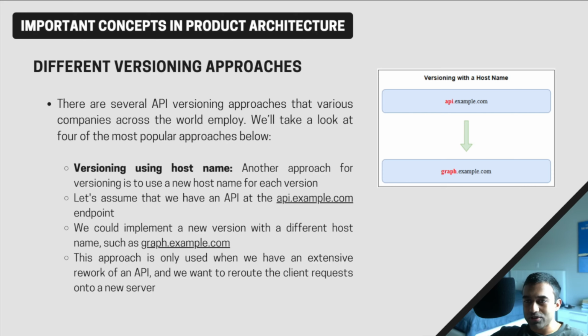And versioning using hostname. Another approach for versioning is to use a new hostname for each version. So let's assume that we have an API at the apiexample.com endpoint. We could implement a new version with a different hostname, such as graph.example.com. This approach is only used when we have an extensive network of APIs and we want to reroute the client requests onto a new server.